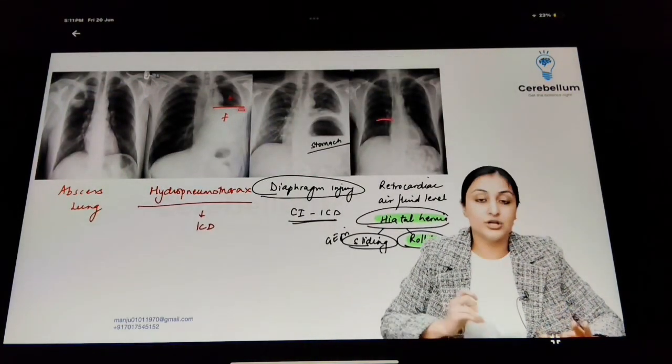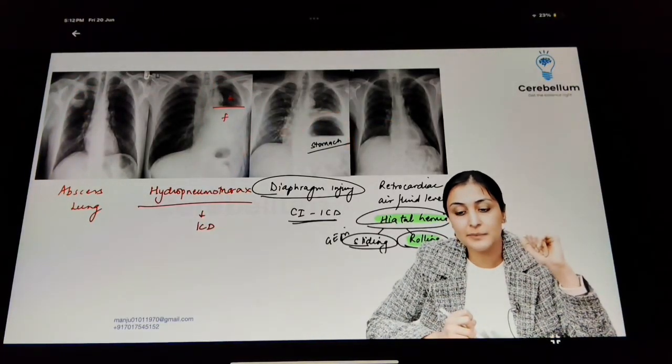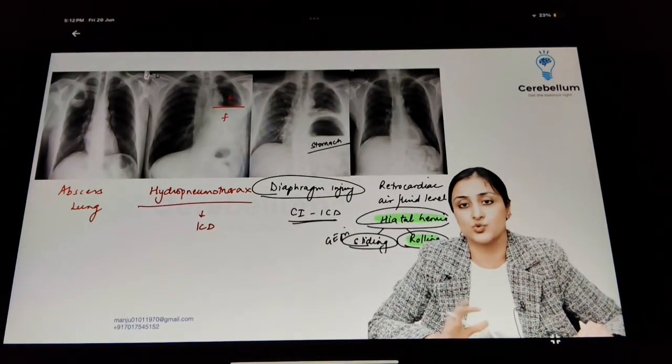So these are the four air fluid levels we need to know. If it's a lung lesion, it's an abscess. If it's the pleura, it's hydropneumothorax. If it's stomach coming up into the thorax, that's diaphragm injury. And when it's in the midline, that's a hiatal hernia. Right? This is where I've seen most of the students getting confused.